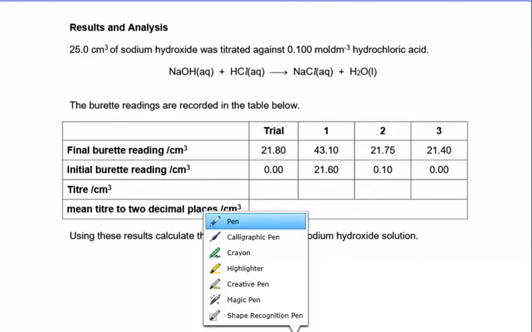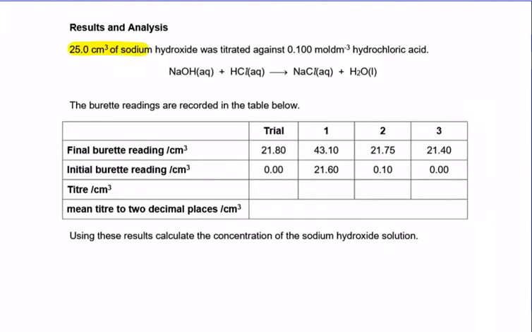So in this example, we've pipetted 25 centimetres cubed of sodium hydroxide and we've titrated it with hydrochloric acid. Now the 25 must have been in the pipette, that's the volume of a standard pipette, and the hydrochloric acid must be in the burette, so these titre values here are going to be of hydrochloric acid.